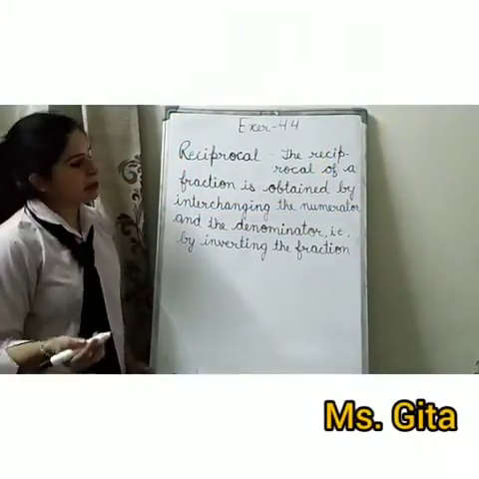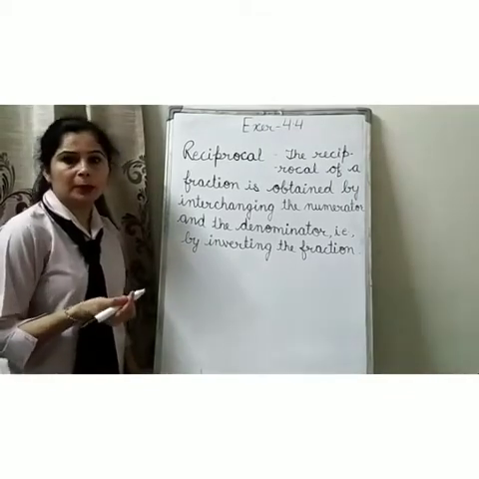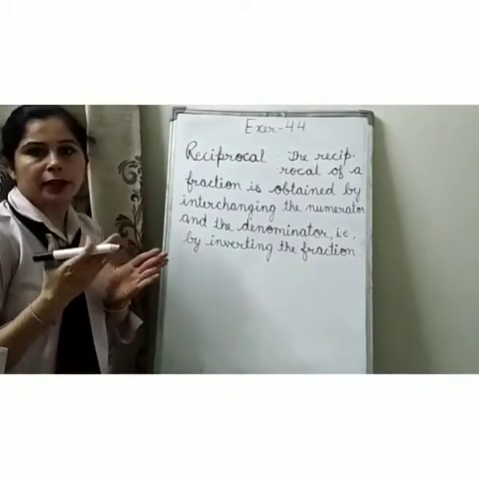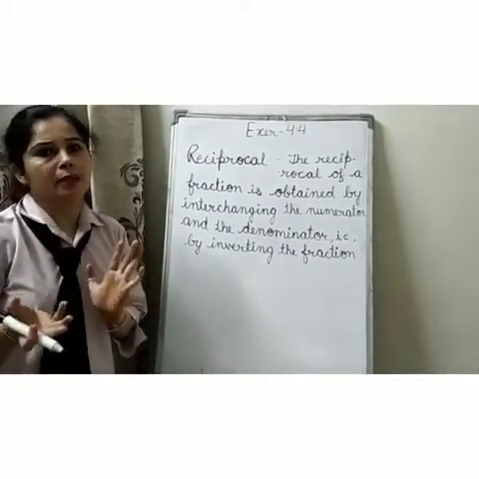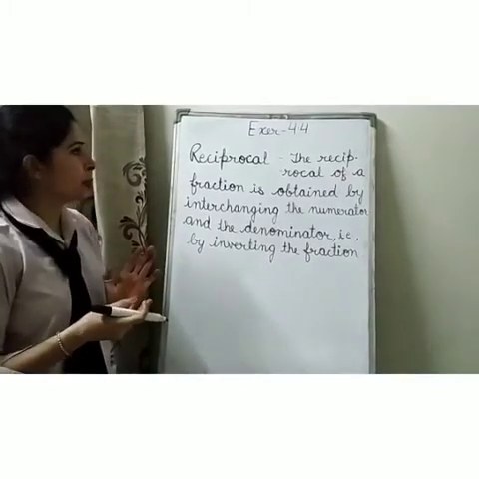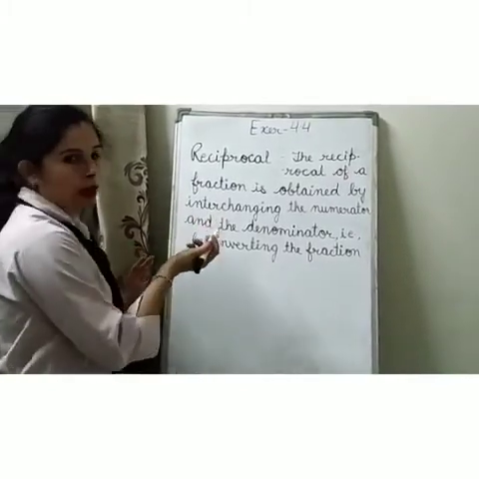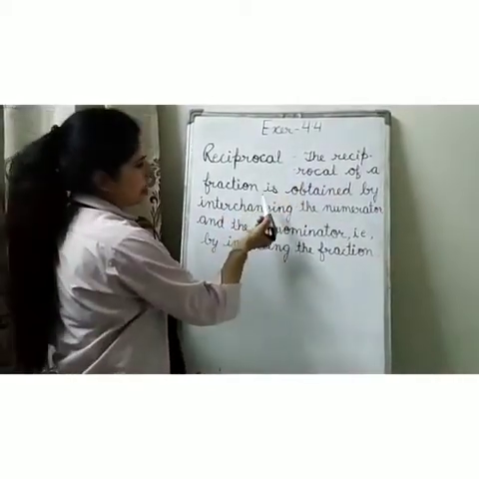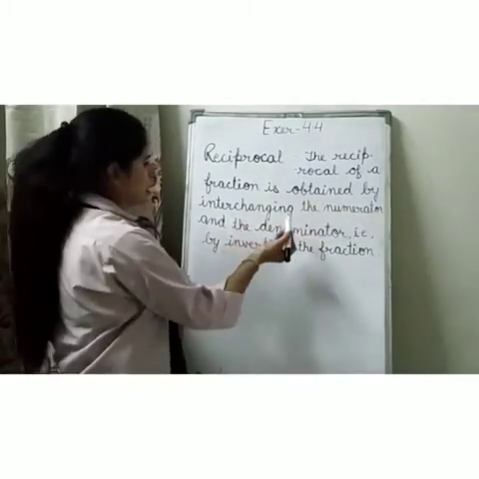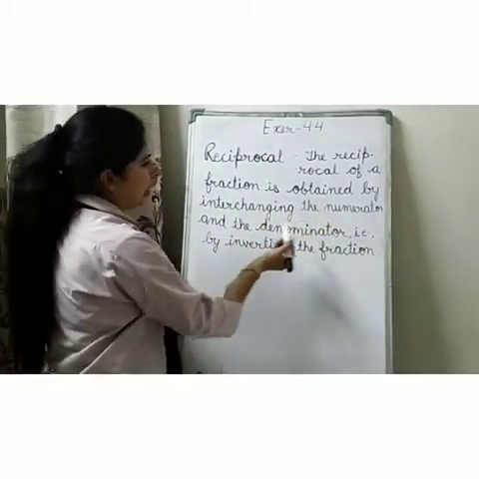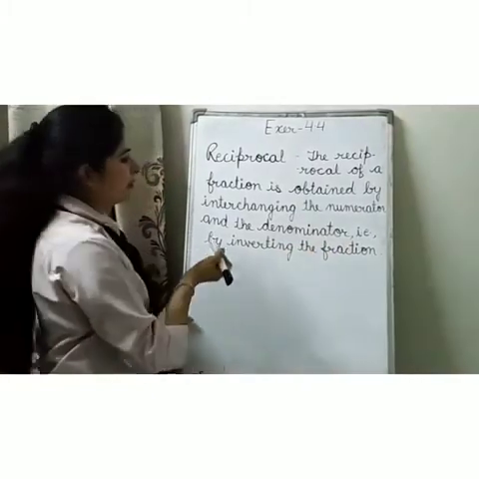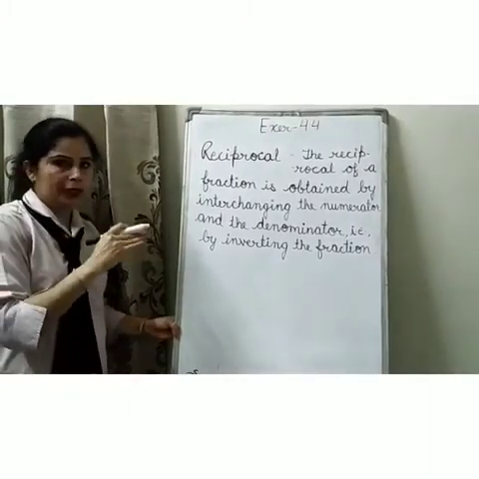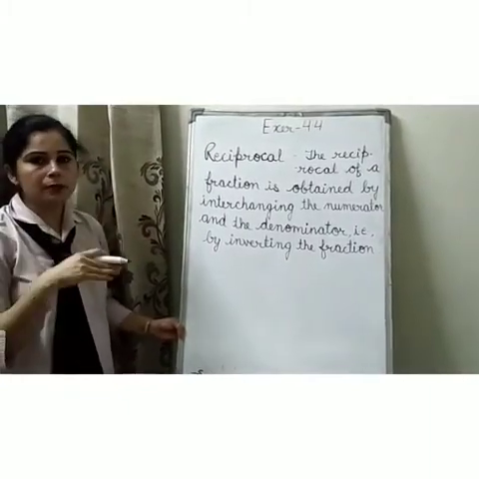Everyone. In our previous session, we learned how to multiply two fractions, how to multiply proper fractions, improper fractions, or mixed numbers. But in today's video, we will first learn about the reciprocal. What the reciprocal is: the reciprocal of a fraction is obtained by interchanging the numerator and the denominator, that is, by inverting the fraction. Reciprocal means numerator becomes denominator and denominator becomes numerator.